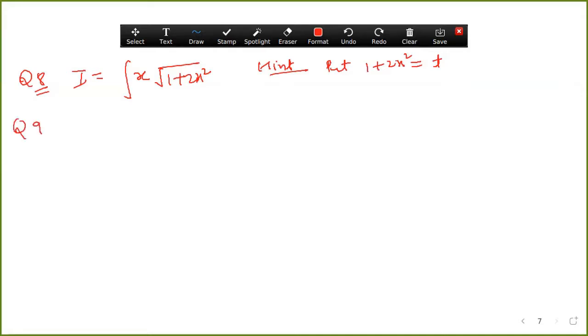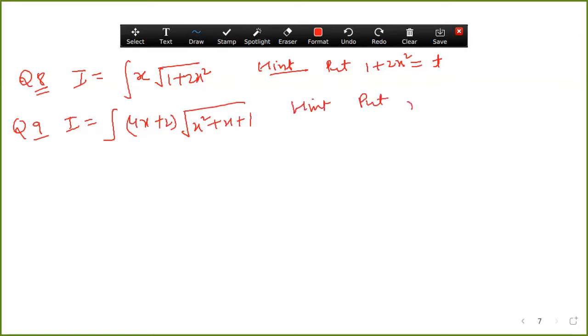Question number 9, I will give you a hint. Integrate the function (4x+2) under the root of x squared plus x plus 1. In this question, the hint is: put x squared plus x plus 1 equal to t.